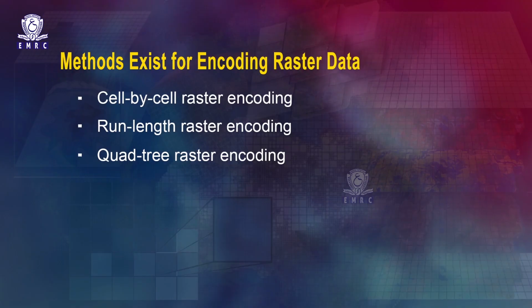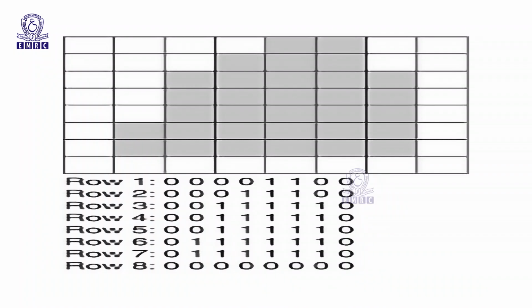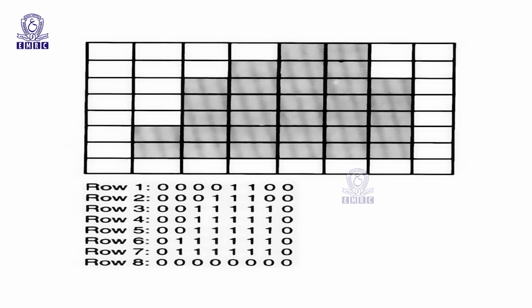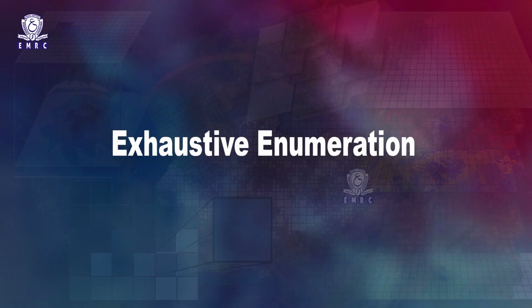Several methods exist for encoding raster data from scratch. Three of these models are as follows. Cell by cell raster encoding. This minimally intensive method encodes a raster by creating records for each cell value by rows and columns. This method could be thought of as a large spreadsheet wherein each cell of the spreadsheet represents a pixel in the raster image. This method is also referred to as exhaustive enumeration.